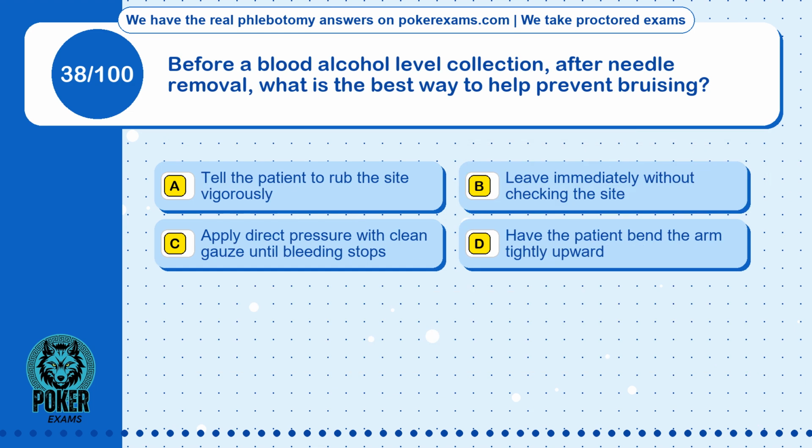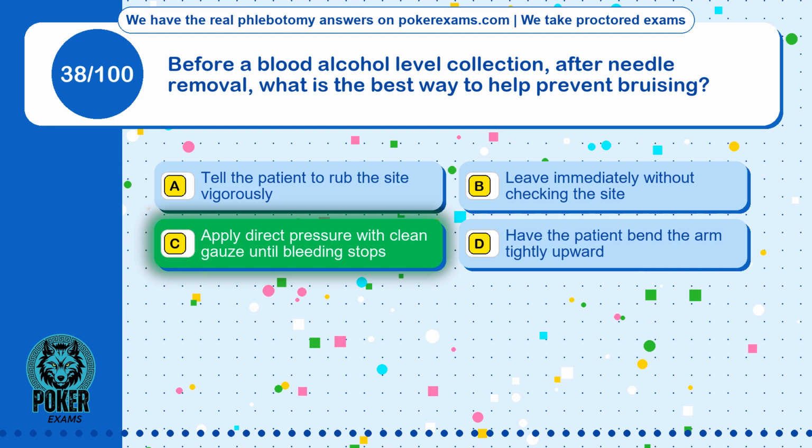Question 38. Before a blood alcohol level collection, after needle removal, what is the best way to help prevent bruising? Option A. Tell the patient to rub the site vigorously. Option B. Leave immediately without checking the site. Option C. Apply direct pressure with clean gauze until bleeding stops. Option D. Have the patient bend the arm tightly upward.